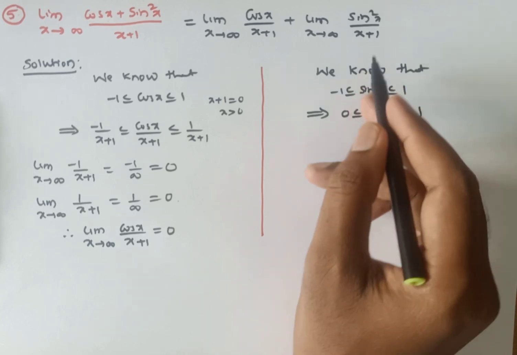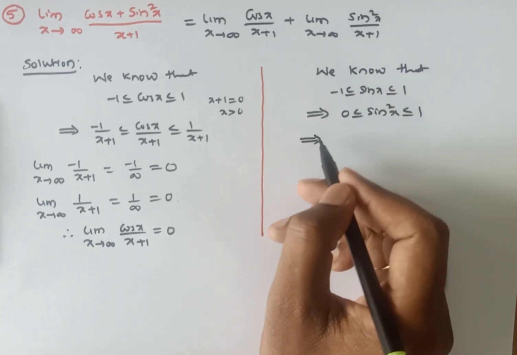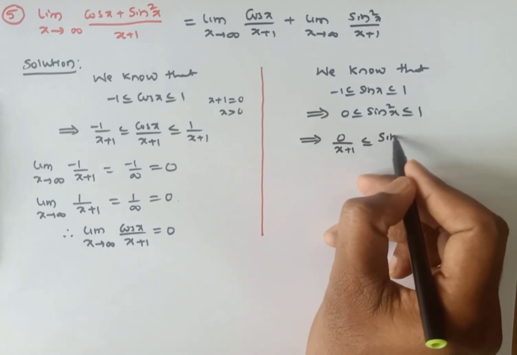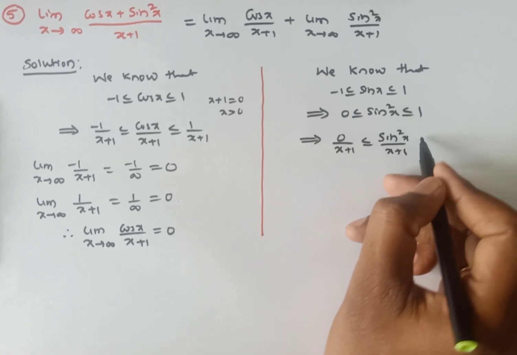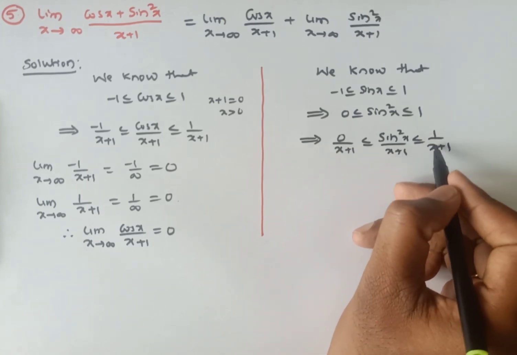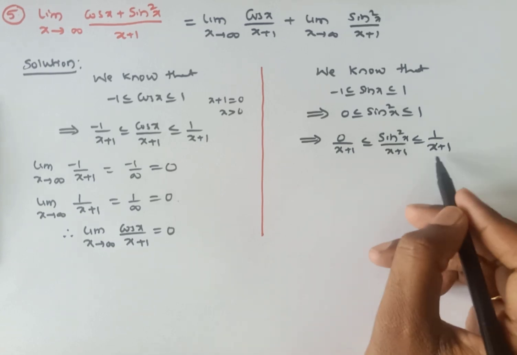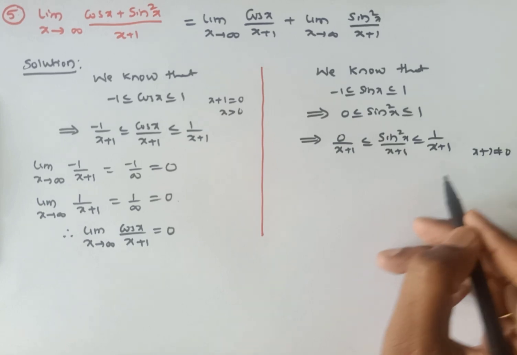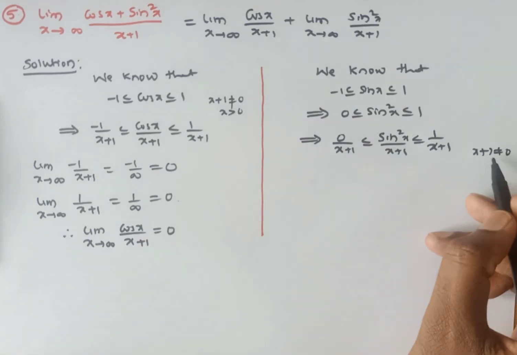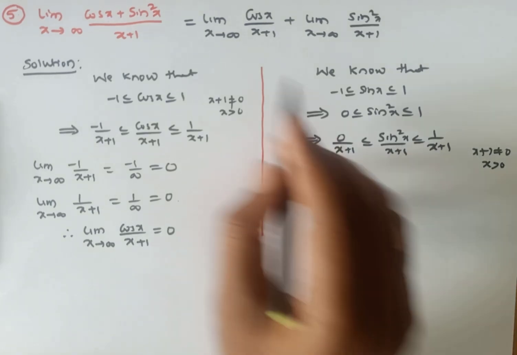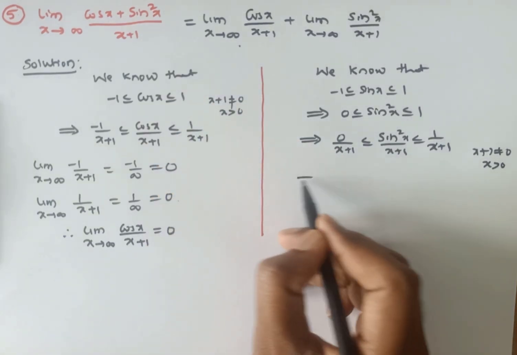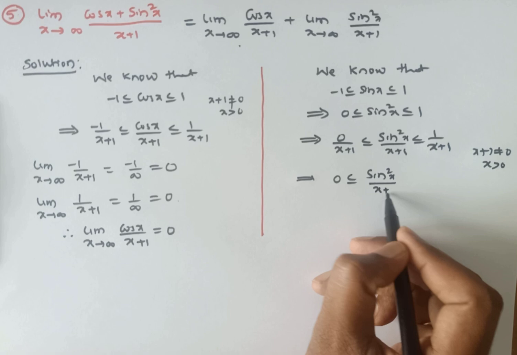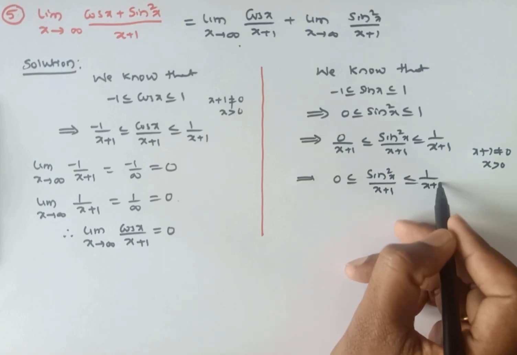Now to get sin square x by x plus 1, we need to divide the entire inequality by x plus 1. So that is 0 by x plus 1 is less than or equal to sin square x by x plus 1, which is less than or equal to 1 by x plus 1. Here we must check beforehand whether x plus 1 is positive or negative. So we took x plus 1 as positive and not equal to 0, and x is greater than 0 since the limit goes to plus infinity. So finally, 0 is less than or equal to sin square x by x plus 1, which is less than or equal to 1 by x plus 1.